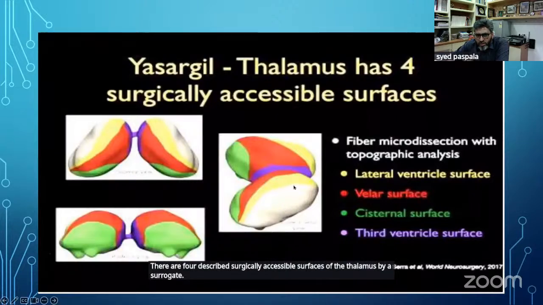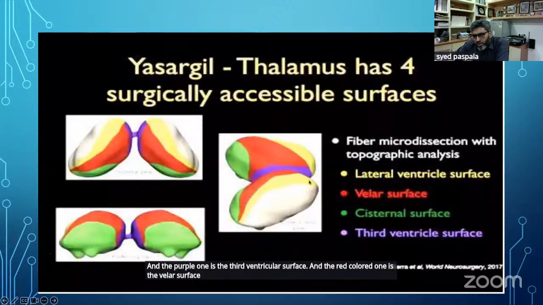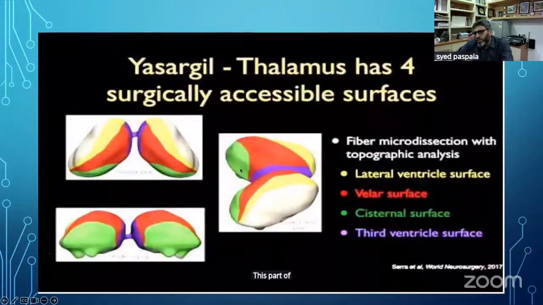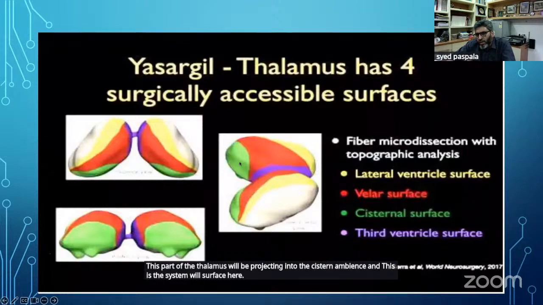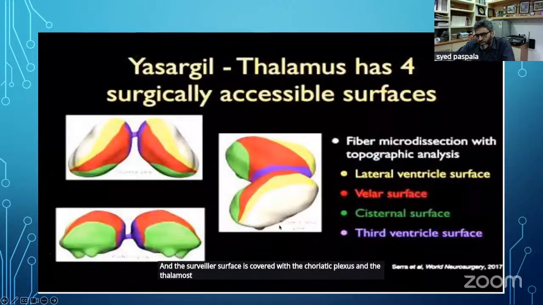And the purple one is the third ventricular surface, and the red colored one is the velar surface, and the yellow colored one is the lateral ventricular surface, and the green colored area is the cisternal surface. If you remember when I showed you the cisterna magna, this part of the thalamus will be projecting into the cisterna ambiens, and this is the cisternal surface here. And the velar surface is covered with the choroid plexus and the thalamostriate vein, all those structures here.